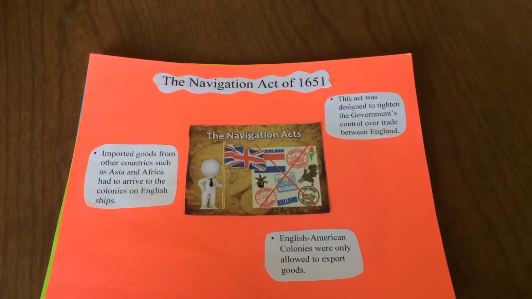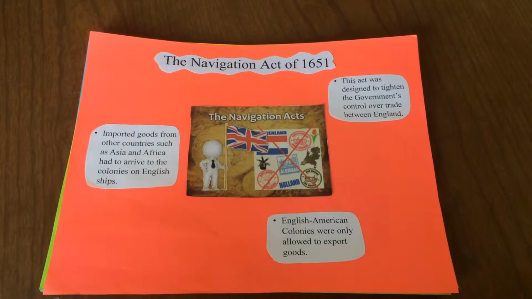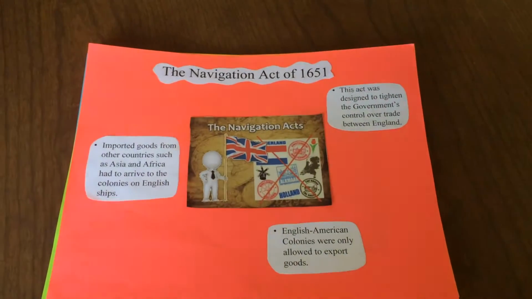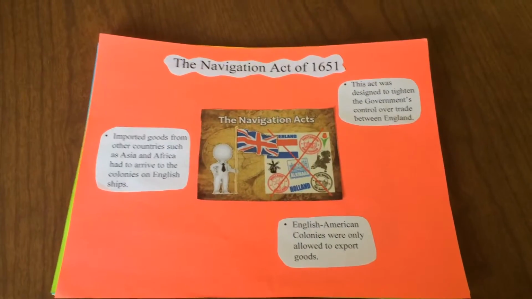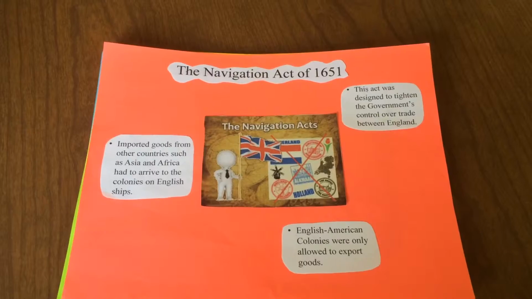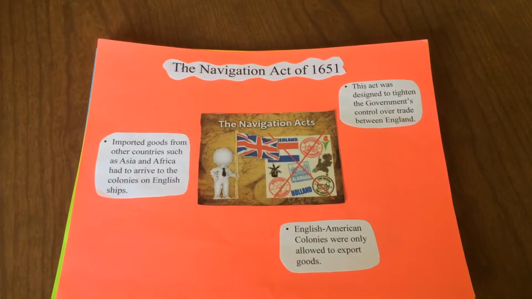The Navigation Act of 1651 was created to tighten the trade between England and the colonies. The English government created the act so that goods could only be imported and exported on English ships to help with their control over trade.